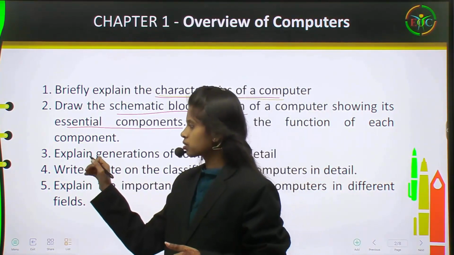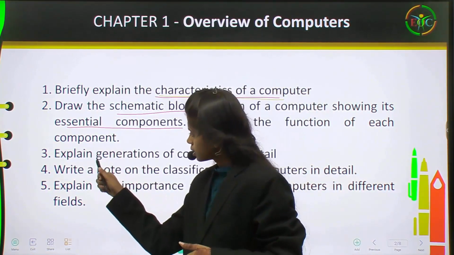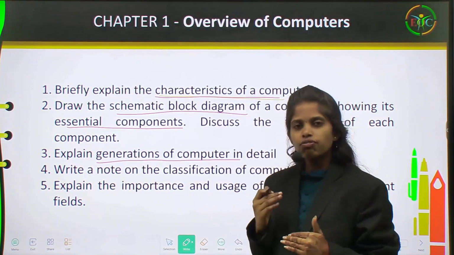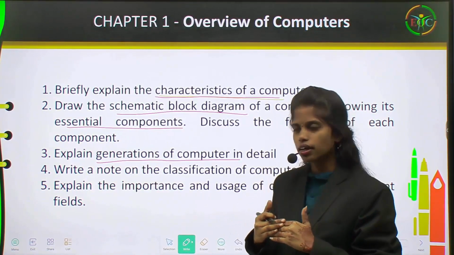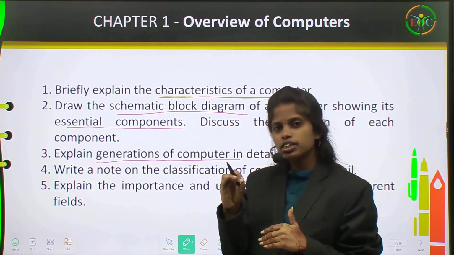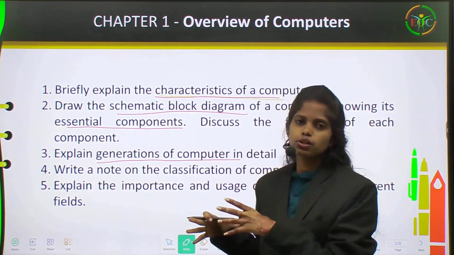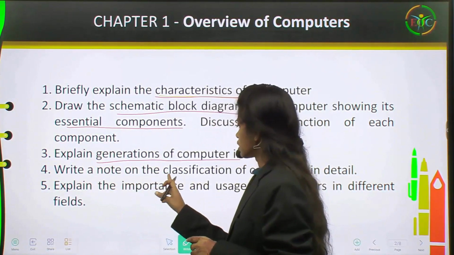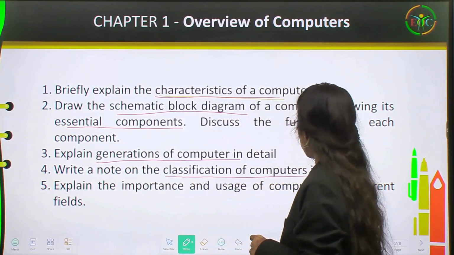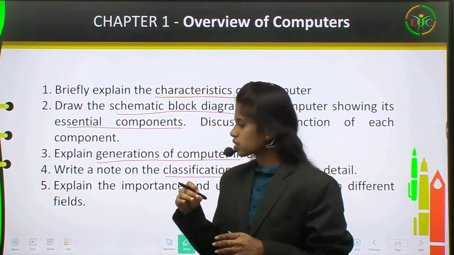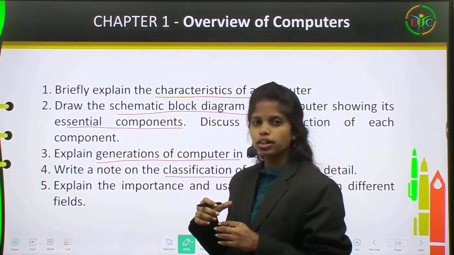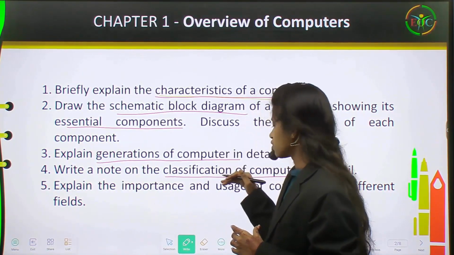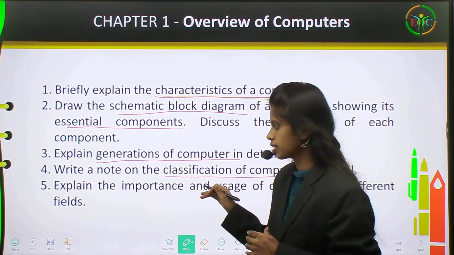And the third question: explain the generations of computers in detail. We have 5 generations in the computer. Each and every generation you should discuss in detail. Next: write a note on the classification of computers in detail. The classification is based on analog, digital, like this. So you must write those classifications there.